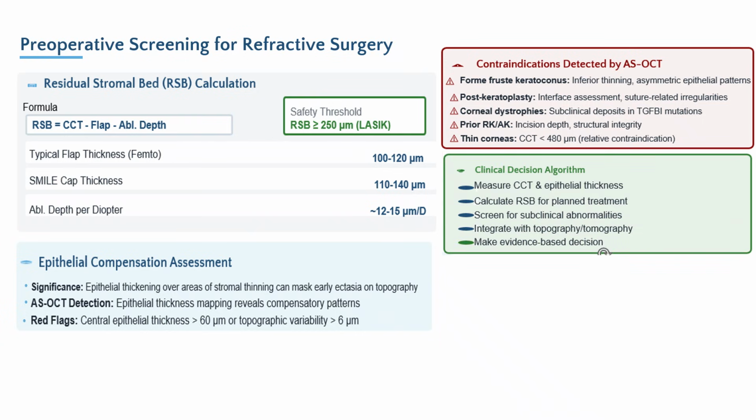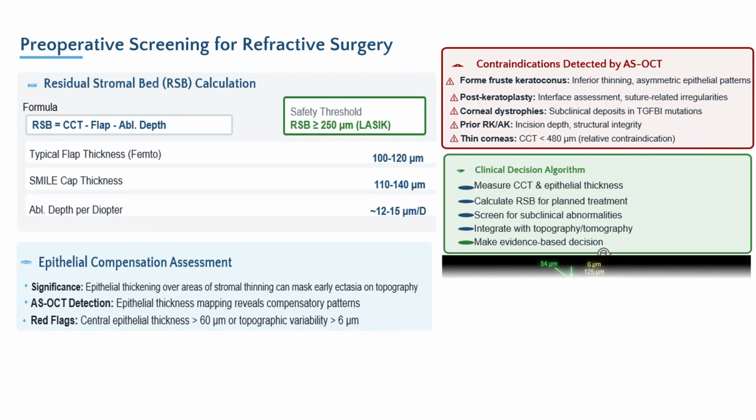So all these preoperative assessments are done as a screening tool for all patients who are willing to do refractive surgery. Of course, this is done in combination or in conjunction with other tools, such as corneal tomography and other procedures to screen for refractive cases.